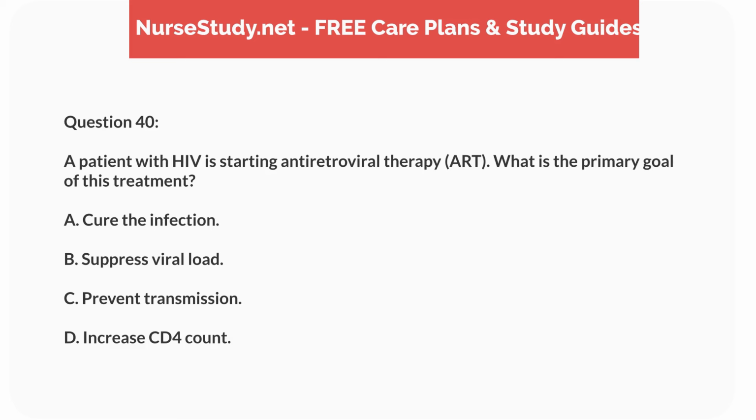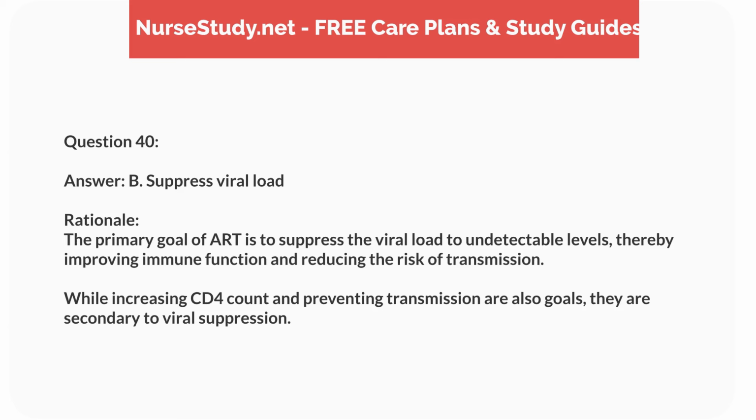Question 40. A patient with HIV is starting antiretroviral therapy, ART. What is the primary goal of this treatment? A. Cure the infection. B. Suppress viral load. C. Prevent transmission. D. Increase CD4 count. Answer: B. Suppress viral load.